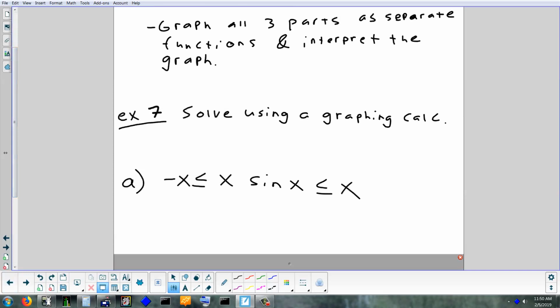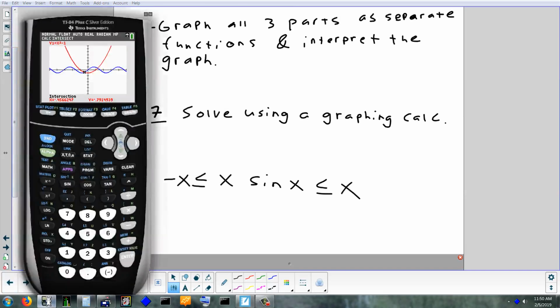And then interpret the picture. All right, so let's put in negative x, x sine x, probably a good idea to clear out first. X sine x and x. And what I'm going to do is underline these in color, which one is which.